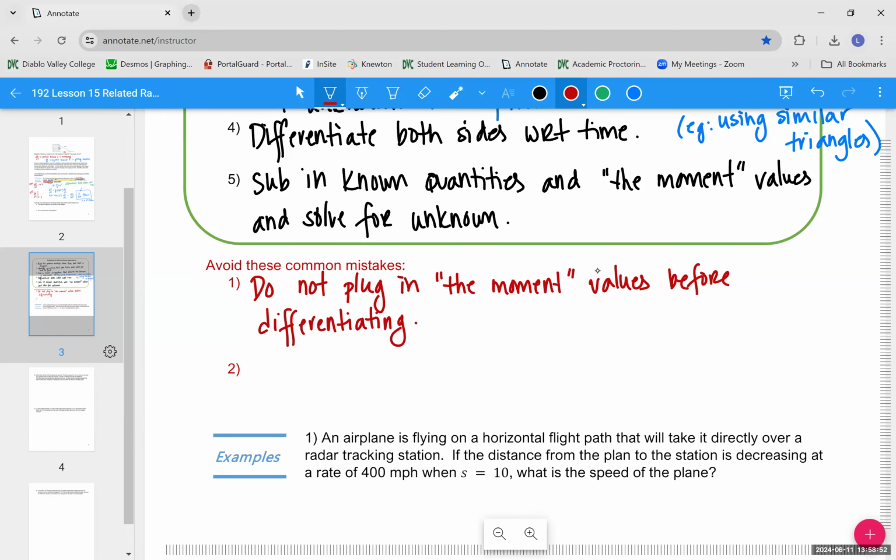Say the R is 2. If you plug it in before that, it's basically like claiming that the R is always 2, which it's not. Okay. And then last but not least, you want to be sure to pay attention to signs.